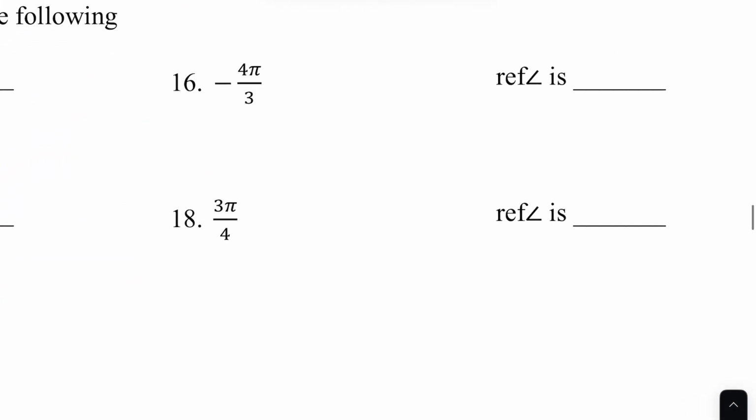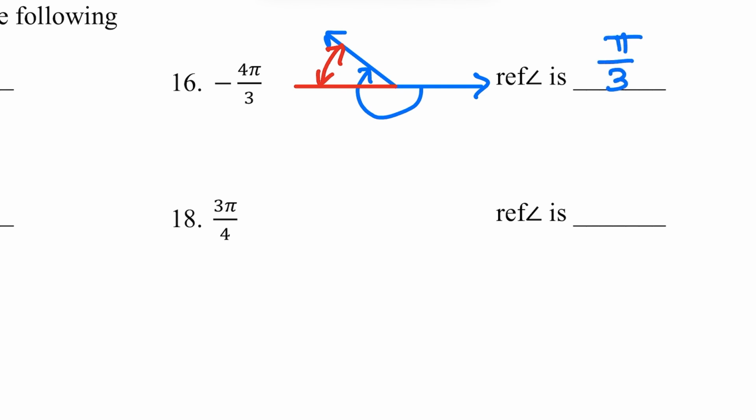What about negative 4 pi over 3? Well, that's the same thing as negative pi and a third. So something that maybe looks something like this, which again, we're trying to figure out what's the angle that's created between the horizontal axis and that terminal side. Well, how much did we pass up pi with? A third. And then lastly here, 3 pi over 4 looks something like this. So how much angle do I need to get back to the horizontal axis? Pi over 4.